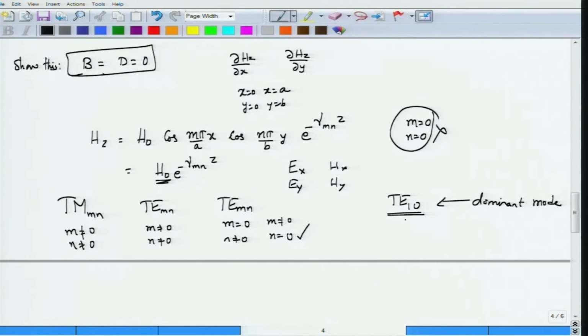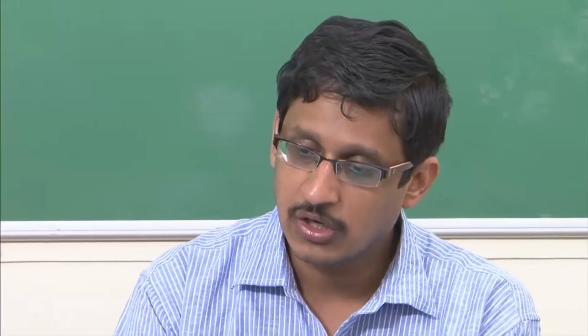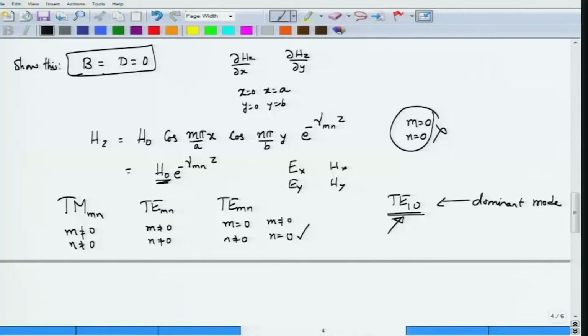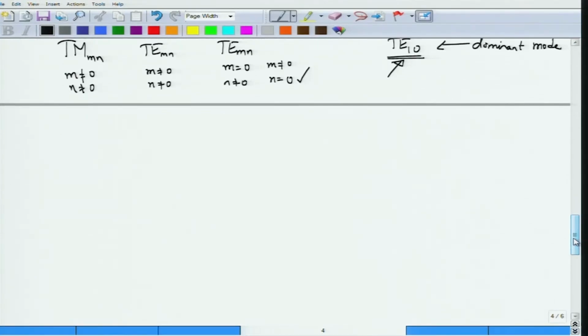First of all, it has the lowest cutoff frequency, second, it supports a larger range of frequency operation, and third, it has the least amount of dispersion. Okay, so these are the different attributes of the TE10 mode, which is the dominant mode for a rectangular waveguide. For that mode, it is interesting to just write down the expressions for electric and magnetic fields.